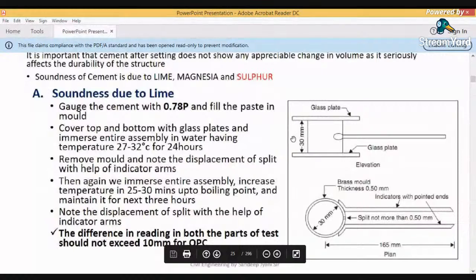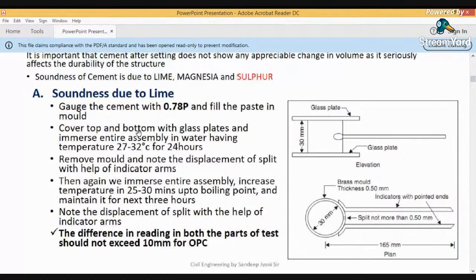What we are doing is taking some amount of cement and adding 0.78 times the standard consistency of water. In the initial setting time we add 0.85, but here we add 0.78 times the standard consistency, and we have to make a slurry, a paste kind of thing. That cement paste is filled inside this mold, and we cover the top and bottom with a glass plate.